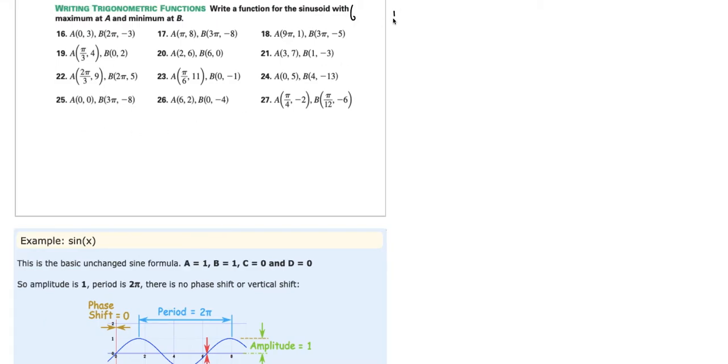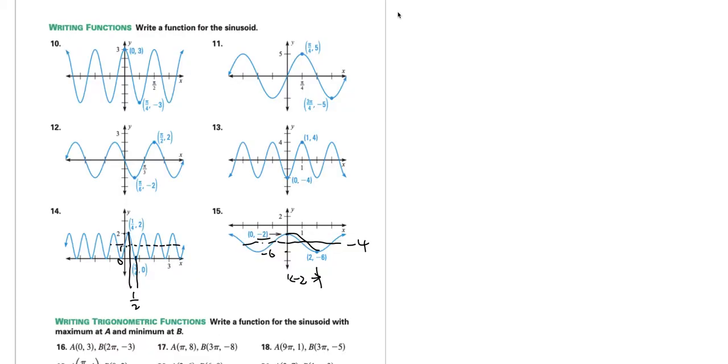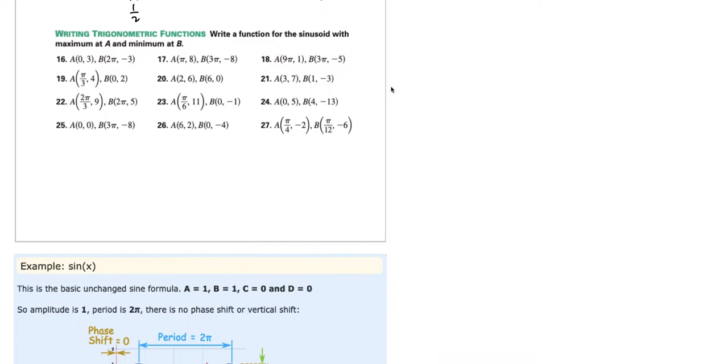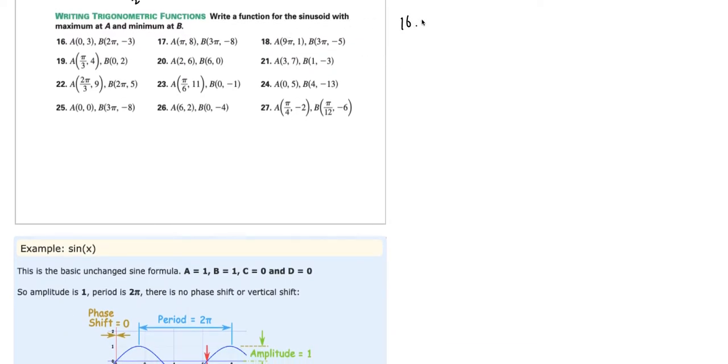Question 16. Let's actually draw it out. We have the maximum, and then we have the minimum over there at 3, negative 3. Hence A is equal to 3, and B is going to be, sorry, this is 2 pi. If we use sine, C, let's actually do C first. C is equal to 0, and D is not moving anywhere.